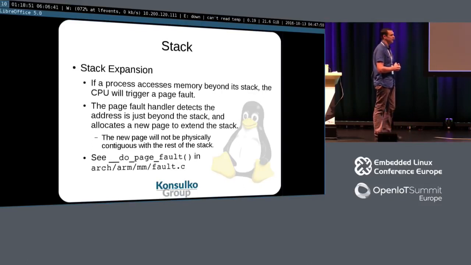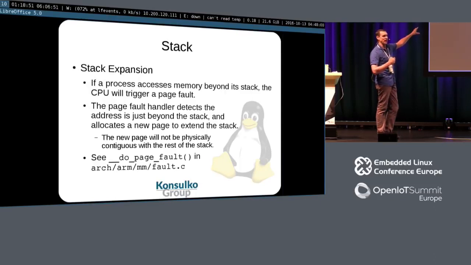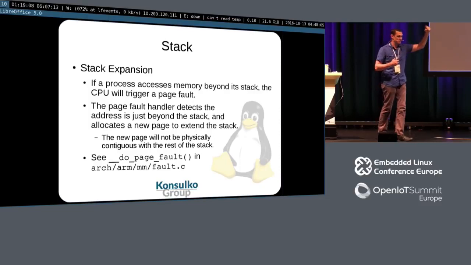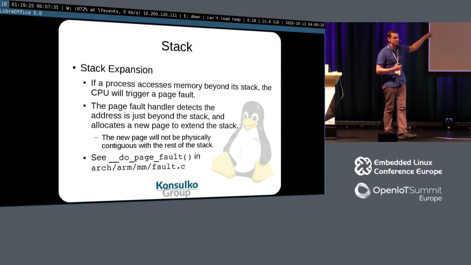And then finally, the stack. If a process goes beyond the stack, the CPU is also going to trigger a page fault. One of the special things the page fault handler does in this case is detect that you have an address just beyond the stack. It knows where that is, and then it can allocate a new page.